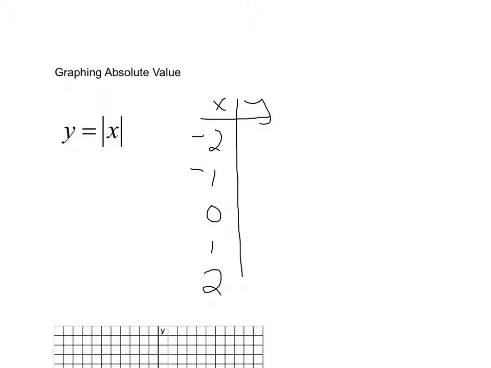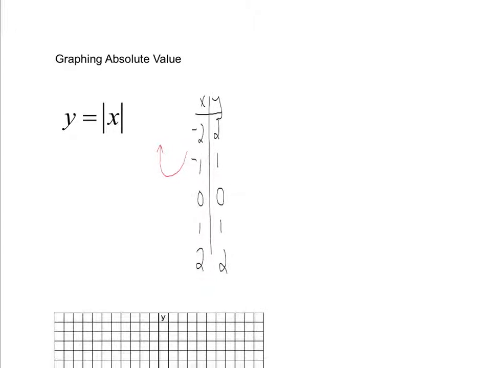So you may recall the absolute value is the distance a number is from 0. So I'm going to take the absolute value of each one of these numbers in the x column, and the answer to that will be y. So -2, I'm going to put it in place of x in this equation. That means I'm taking its absolute value. And the absolute value of -2 is 2. The absolute value of -1 is 1. The absolute value of 0 is 0. The absolute value of 1 is 1. And the absolute value of 2 is 2.